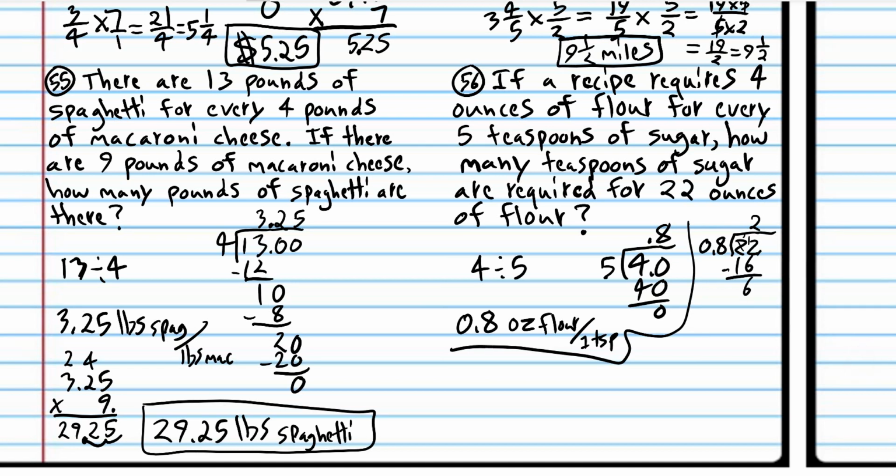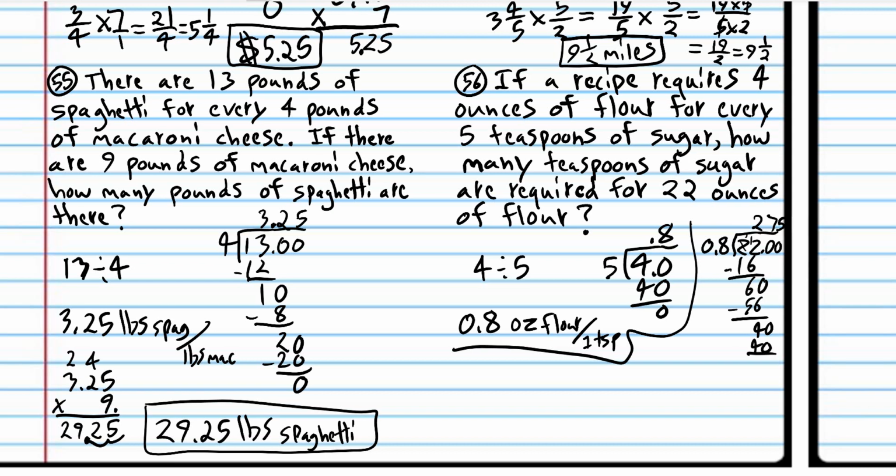We have remainders, so we have to add a decimal, bring down a 0. 8 goes into 60 7 times. 8 times 7 is 56. 60 minus 56 is 4. Bring down a 0. 8 goes into 40 5 times. 8 times 5 is 40. 40 minus 40 is 0.